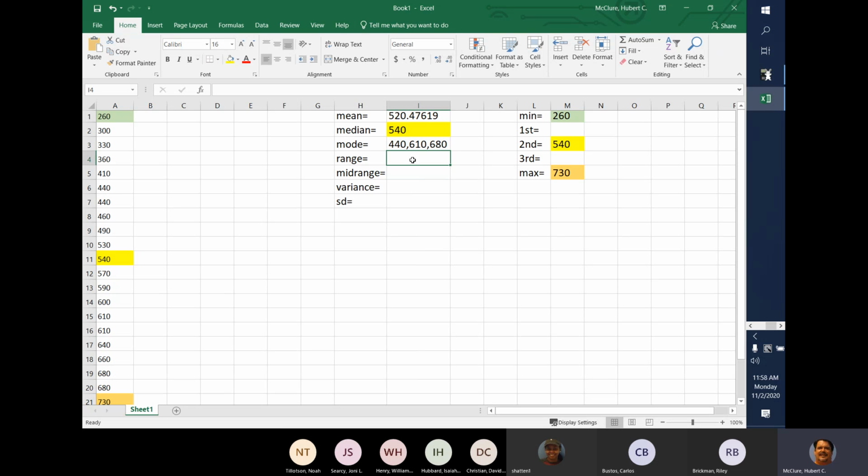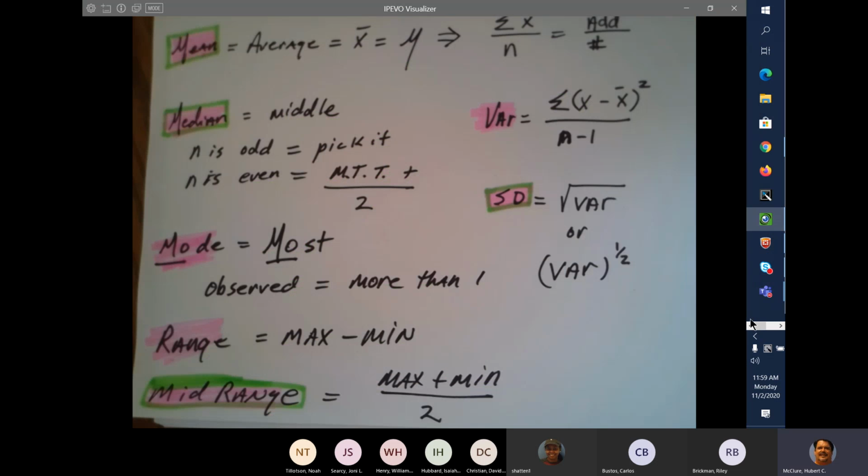Range. You take the highest number and you subtract the lowest number. And again, got everything written right here.